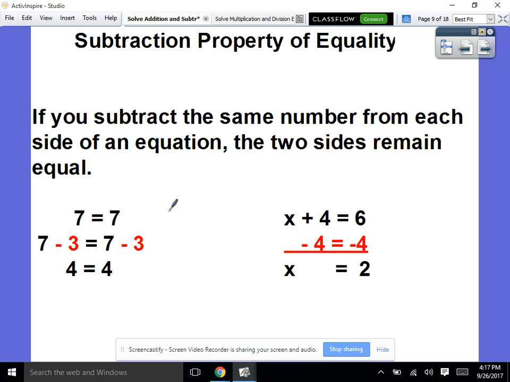So now that you can see x plus 4, we don't know what x is at this point in time, but x plus 4 equals 6. So to be able to determine x, to get it by itself, I can subtract 4 from each side, which gives me x equals 2.